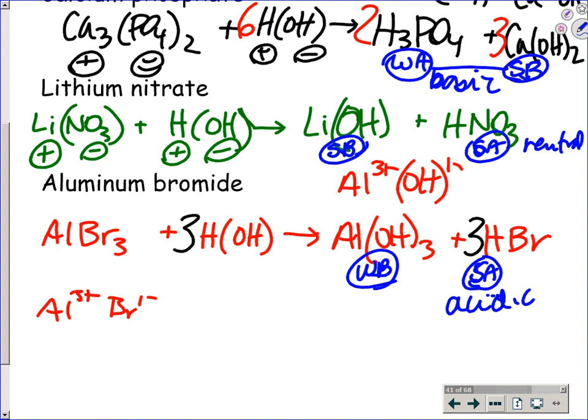Either red or blue paper should stay what? Should go red. This solution might go purplish, but actually the red will stay red, the blue will stay blue, which to us says neither means neutral. And then this one should go what color? Blue. Good. All right, stretch break.